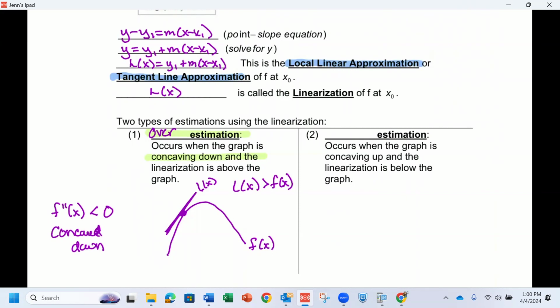So what we're going to have to do is figure out what happens when I plug this particular x value into the second derivative, because I want to know what the concavity is at the point that I'm using for the tangent line. So I need to figure out whether it's concave up or concave down at that point. My underestimation occurs when the graph is concave up.